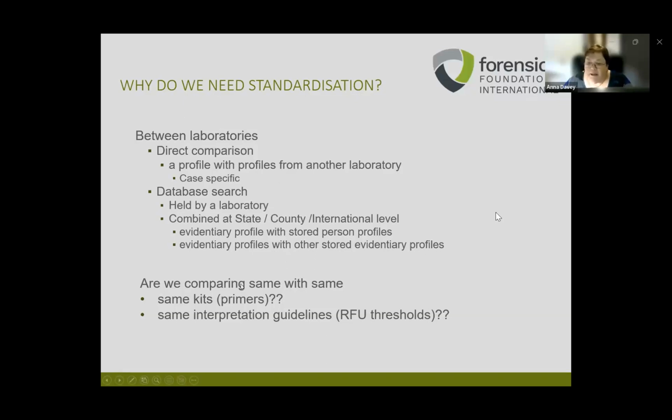But are we comparing same with same? Is everybody using the same kit? Is everybody using the same thermal cycler? Because there are differences. The annealing temperatures could vary. The effectiveness of the primers, the annealing of the primers, how the primers bind, does vary. And I've seen it in proficiency tests where there's been a difference in what an allele is called, depending on the system used and the software used to interpret it. So you've got to be very, very careful when you're comparing one system with another system.